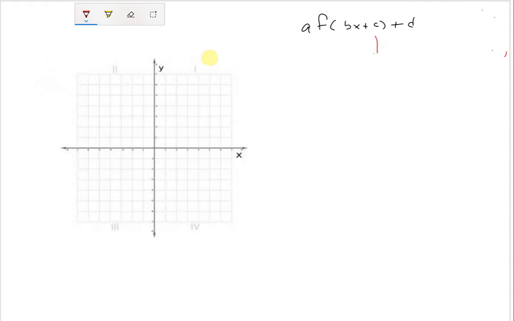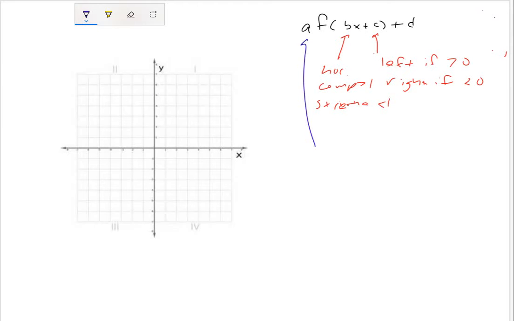Inside the parentheses, this number, whatever it is, moves it left if greater than 0, and it moves right if less than 0. This is a horizontal compression if it's greater than 1, sorry. And a stretch if it's less than 1. Man, is that writing terrible. But it stretches the graph if it's less than 1, and it compresses the graph if it's greater than 1.